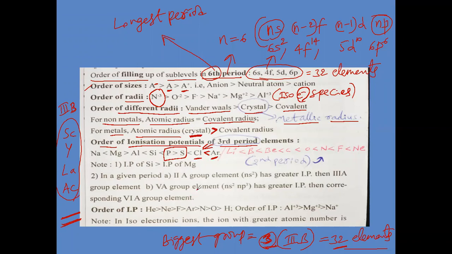Sir, I have a doubt. Please tell me. Sir, the values that you gave for the screening effect, the 0.35 and 0.85, are those constant? Constant, yeah. All these.